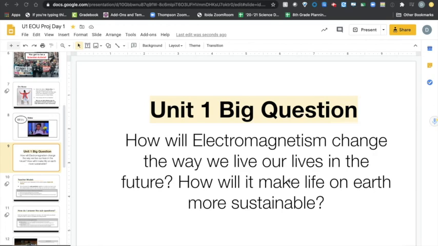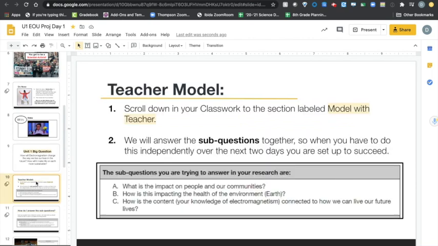Okay, so what I want to do is walk you through how to actually conduct this research and how you want to think about using these resources. Remember, the question that we're answering is how will electromagnetism change the way we live our lives in the future? And how will it make life on Earth more sustainable? And that's the key question. And the model I want to bring you through starts here.